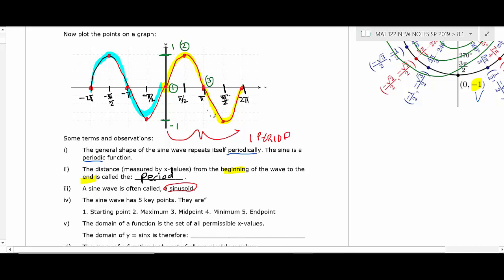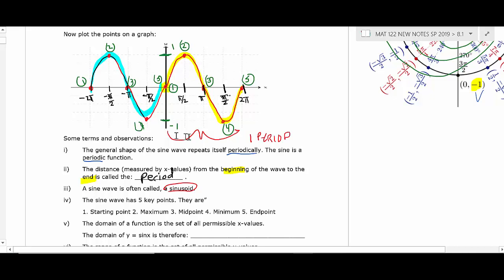We call this the midpoint. This is the minimum. And that's the endpoint, like that. And it's going to cycle through those points over and over again. If you went over here, it would be 1, 2, 3, 4, and 5, like that. And it does that over and over again.